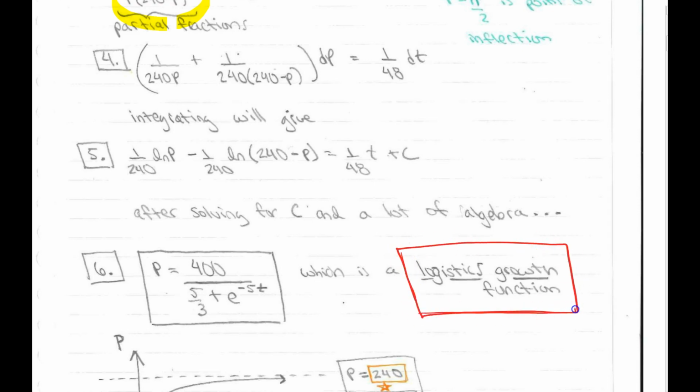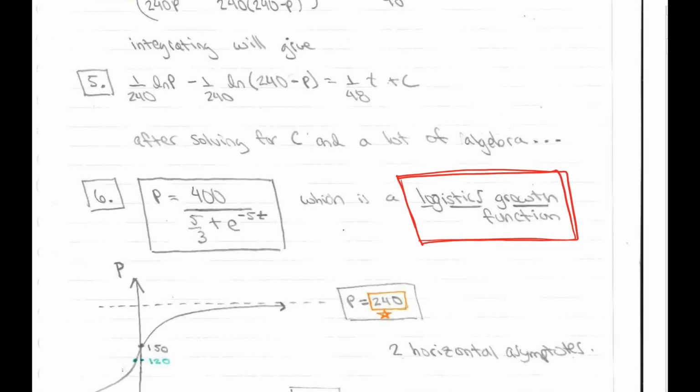And Oliver, do you remember when you asked about uninhibited growth versus inhibited growth? You're going to see that a logistic growth function is inhibited growth, and you're going to see why in just a moment.